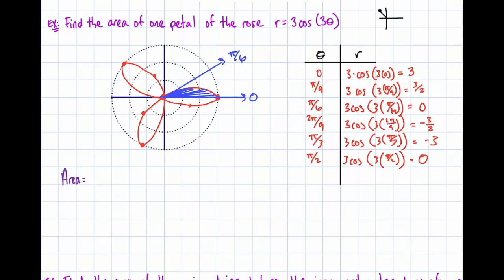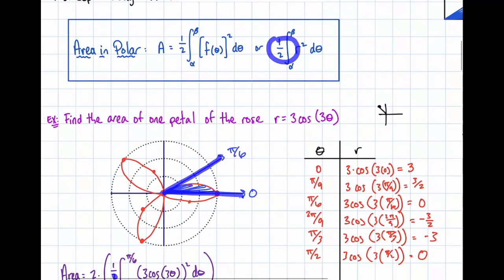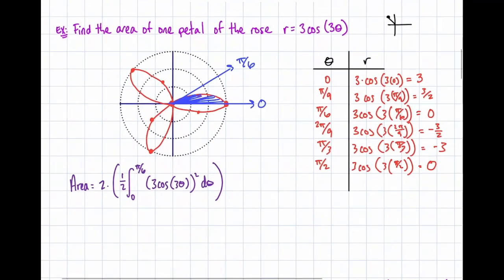is going to equal, let's double it. We'll go 2 times 1/2 the integral from 0 to pi over 6 of (3 cosine 3 theta) squared d theta. This inside part here is just the integral, the area from here to here, from 0 to pi over 6. The 1/2 is included in my area equation. So is the squared. I didn't forget either of those things.